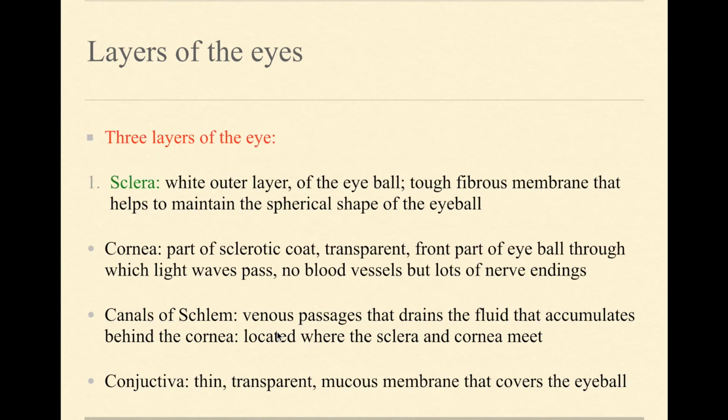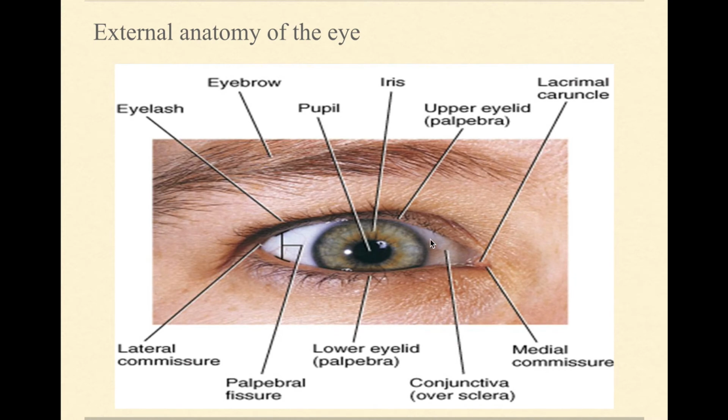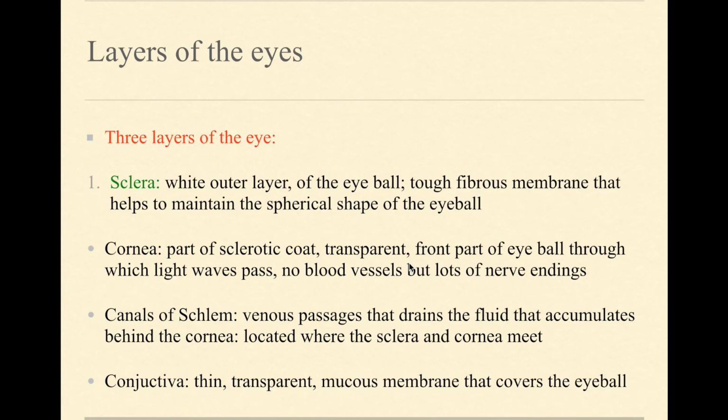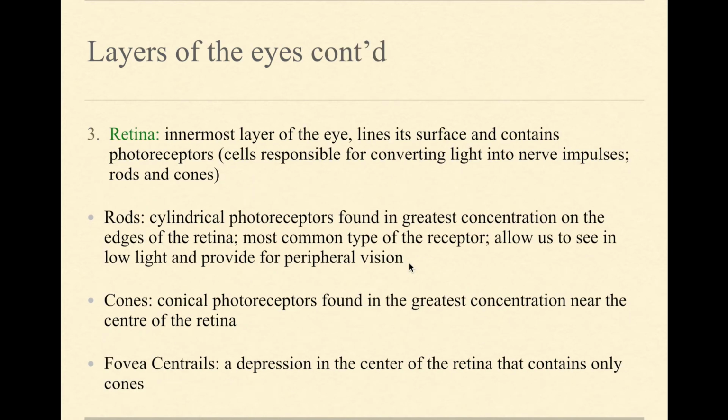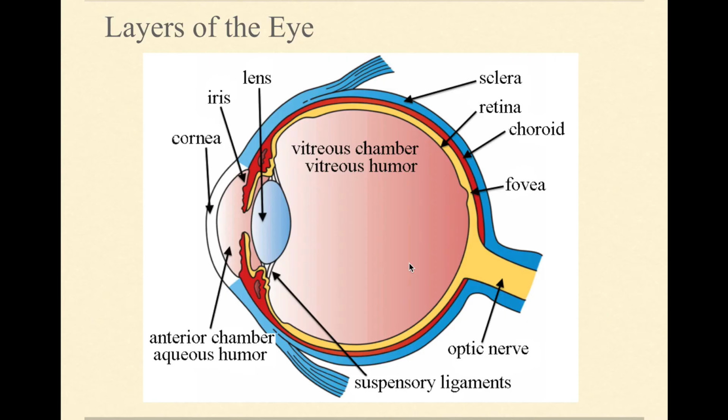And if you want more clarification, we can go back to the first figure. So this is the pupil and this is the iris. And the choroid layer is the one that contains those parts. The third layer is the retina, which is the innermost layer of the eye. It lines its surface and contains photoreceptors. These photoreceptors are responsible for imaging.